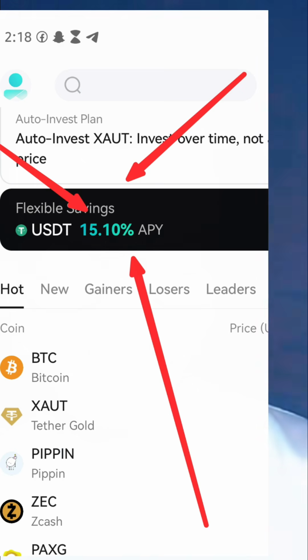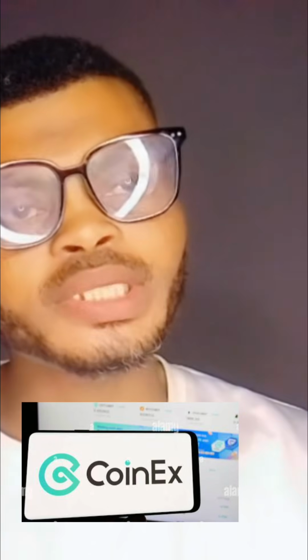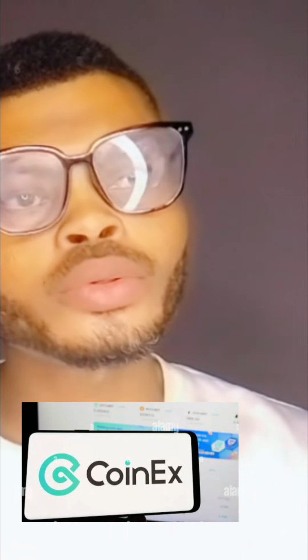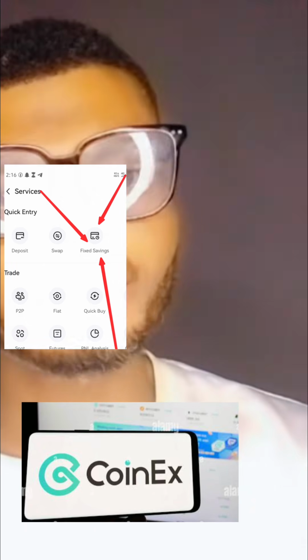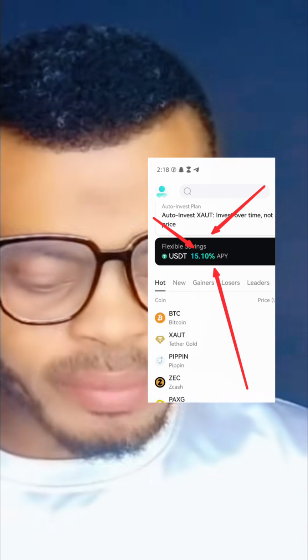I will also show you the differences between flexible savings and fixed savings visually. So let's quickly look at it so that we can understand how these things work. Permit me to open up CoinEx so that we can see the differences between the fixed savings and the flexible savings.